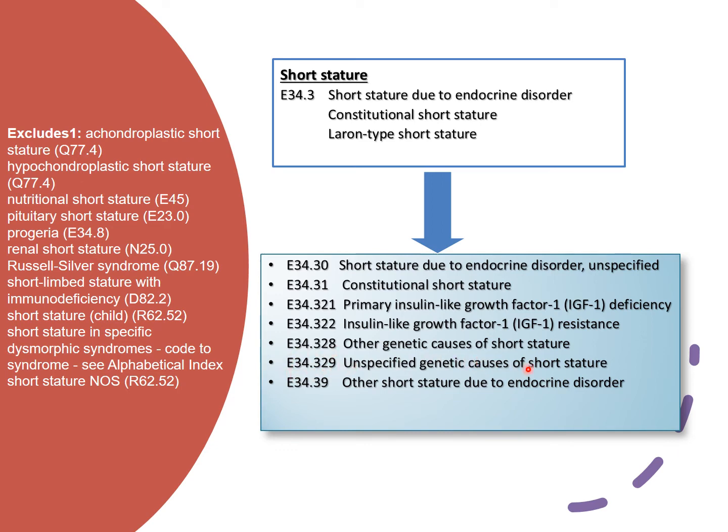E34.329 is for unspecified genetic causes of the short stature. If the type of the genetic cause is not specified, then E34.329. E34.39 is other short stature due to endocrine disorders like hypothyroidism, hormonally growth hormone delay, or Cushing's syndrome. If any endocrine disorders are there, if it causes the short stature, then report with E34.39.